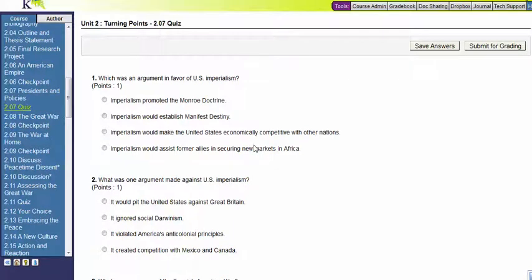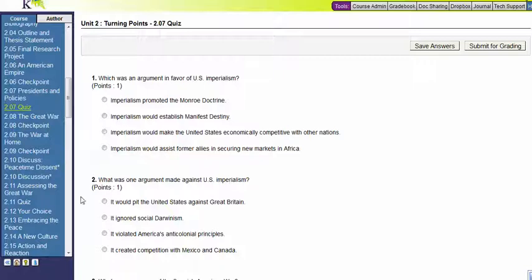Let's get started. Number 1, which was an argument in favor of U.S. imperialism? Imperialism promoted the Monroe Doctrine. Imperialism would establish manifest destiny. Imperialism would make the United States economically competitive with other nations. Or imperialism would assist former allies in securing new markets in Africa.